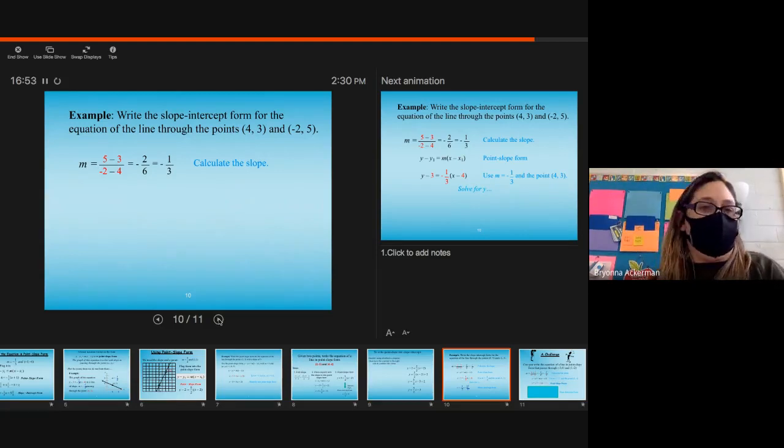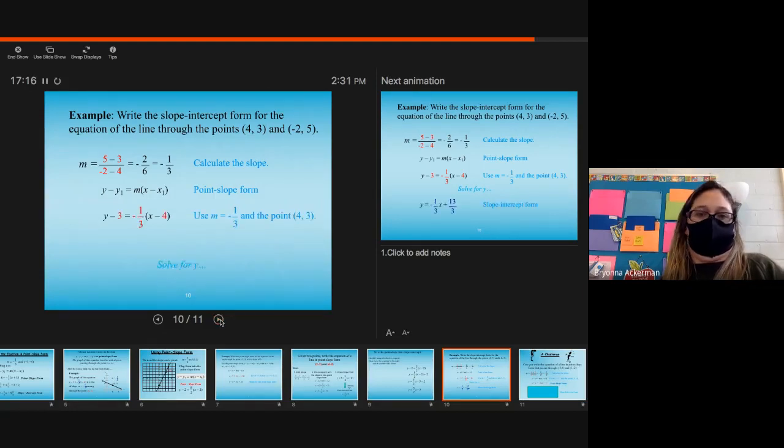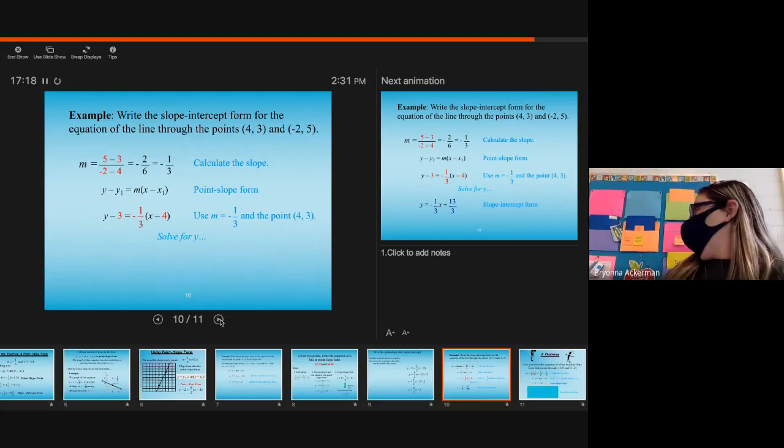All right, who thinks they got it? Y what? Y minus 3. Good. Y minus 3 equals negative 1/3 parentheses x minus 4. Perfect. Okay, now the hard part. Solve for y.